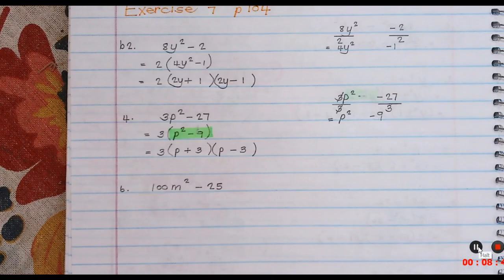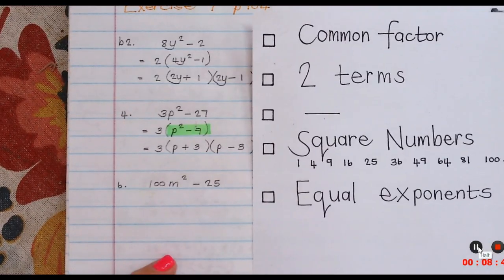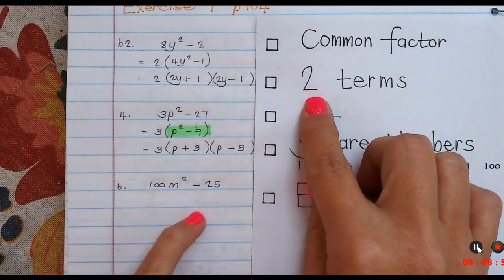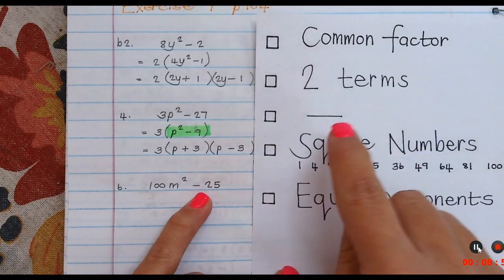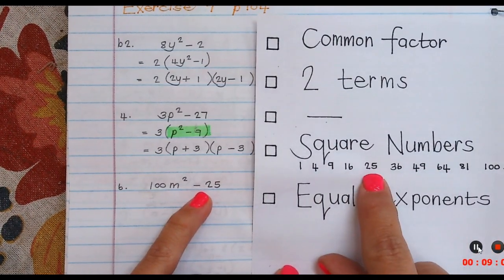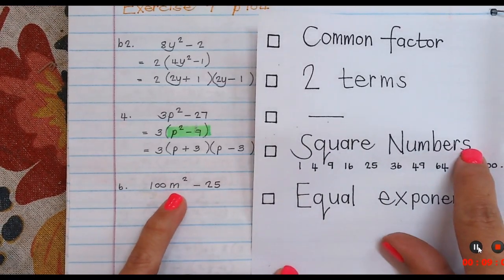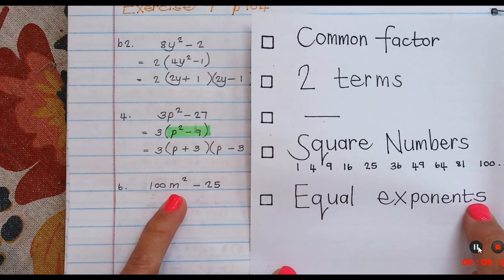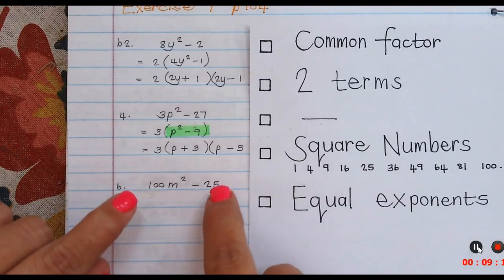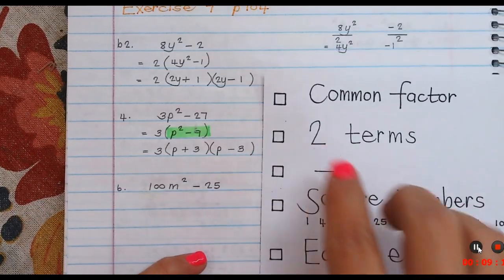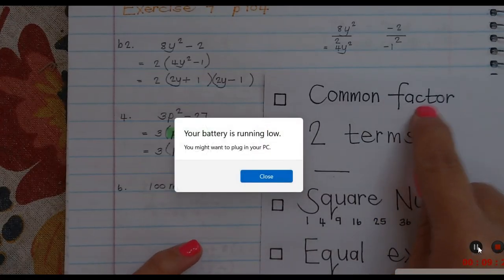Right, B6 is an interesting one because if I ignore the first tick box, which I'm not allowed to, I will take note that this is still two terms. It has the negative. 125, both are square numbers. M squared, which means I have an equal exponent. So the common mistake that grade 9s make is that they say from there on forward, difference of two squares. Then you will lose the mark on the common factor.